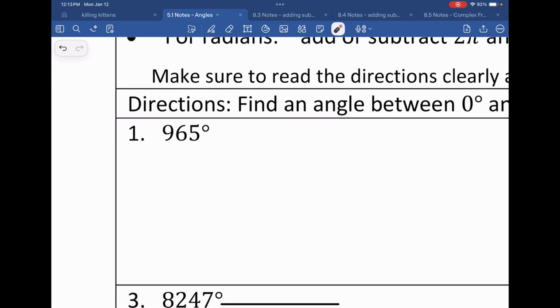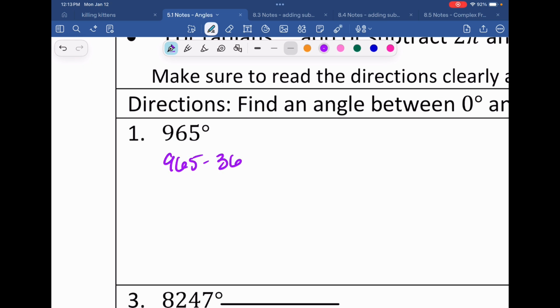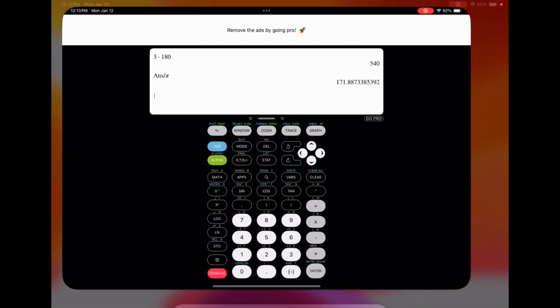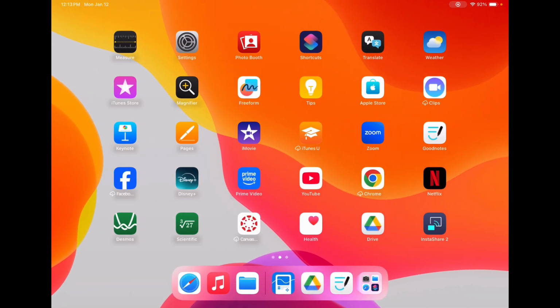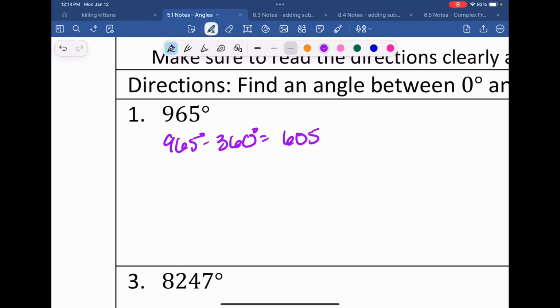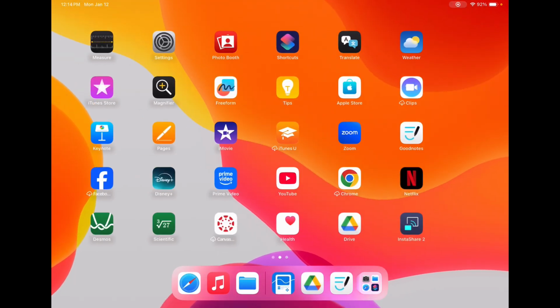So 965 is obviously bigger than 360. All right, so I'm going to take 965 and subtract 360. So it's 605. That is not between 0 and 360, so I'm going to do it again. That one is. So 245 degrees.